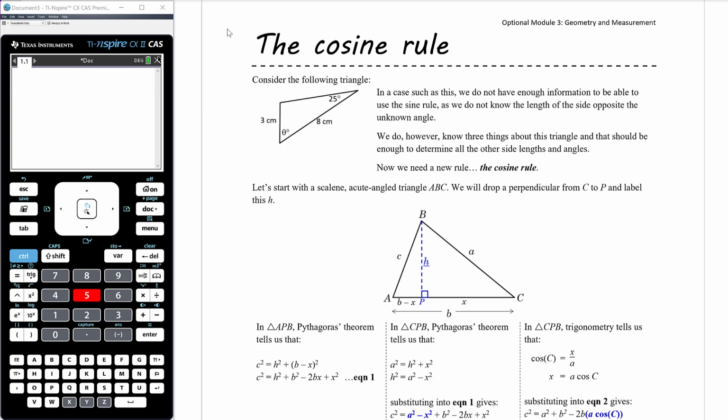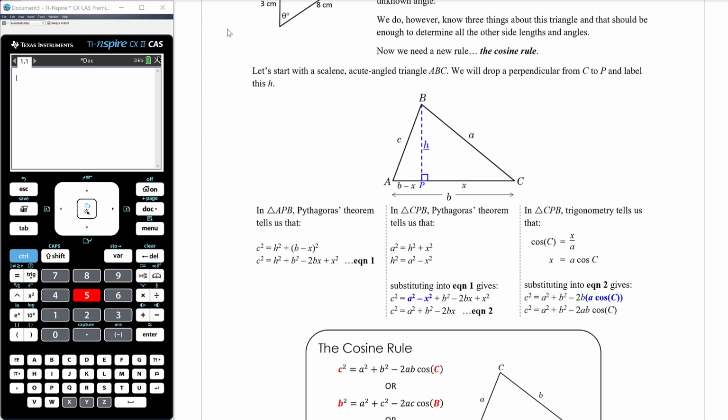So the sine rule doesn't work here. We don't have the right combination of information. So we're going to introduce another rule, the cosine rule. I'm going to work through establishing that rule here. You don't need to be able to do this, but you can just listen and follow through. That's great. If you get a bit lost, that's okay too. You just need to be able to utilise the rule in further maths.